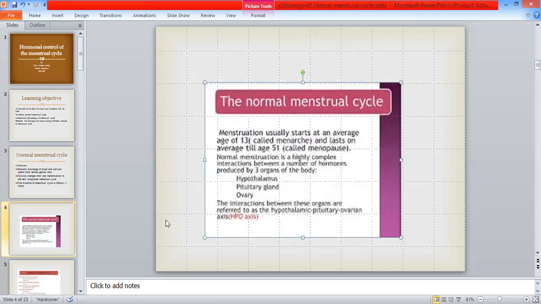Normal menstruation is a highly complex interaction between a number of hormones, and these hormones are produced by three organs of the body: the hypothalamus, pituitary, and ovary. The interaction between these three organs, which controls the normal menstrual cycle, is called the hypothalamic pituitary ovarian axis.